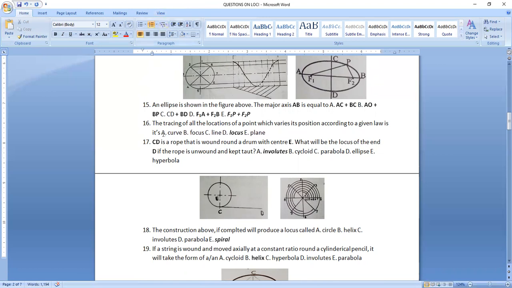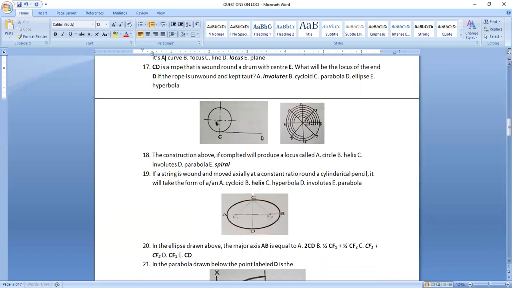So question 17. CD is a rope that is wound around a drum with center E. What will be the locus of the end D if the rope is unwound and kept taut? So the answer is involute. That is option A.